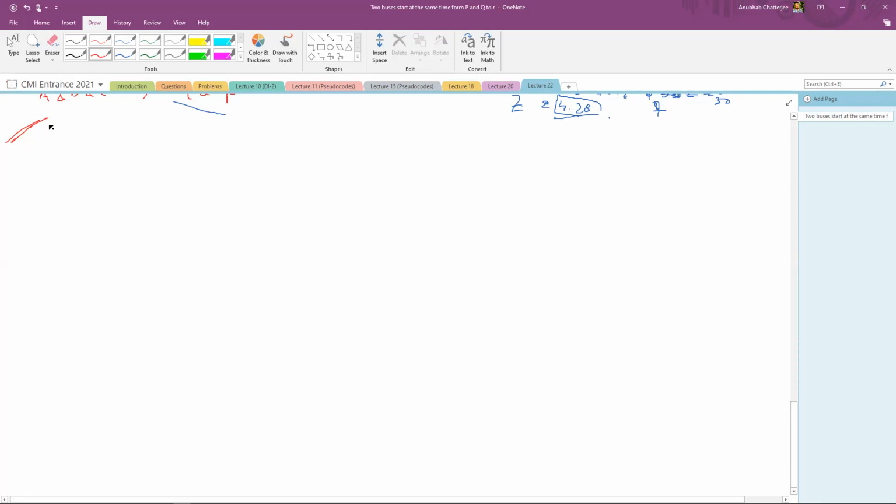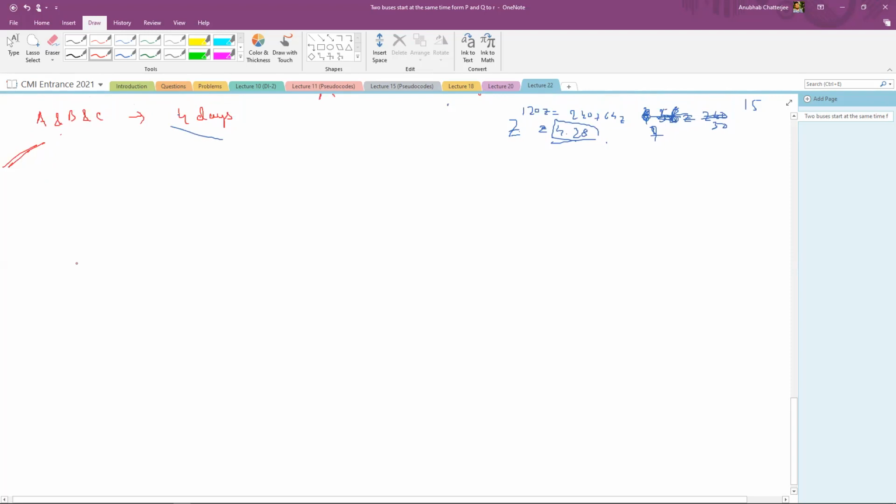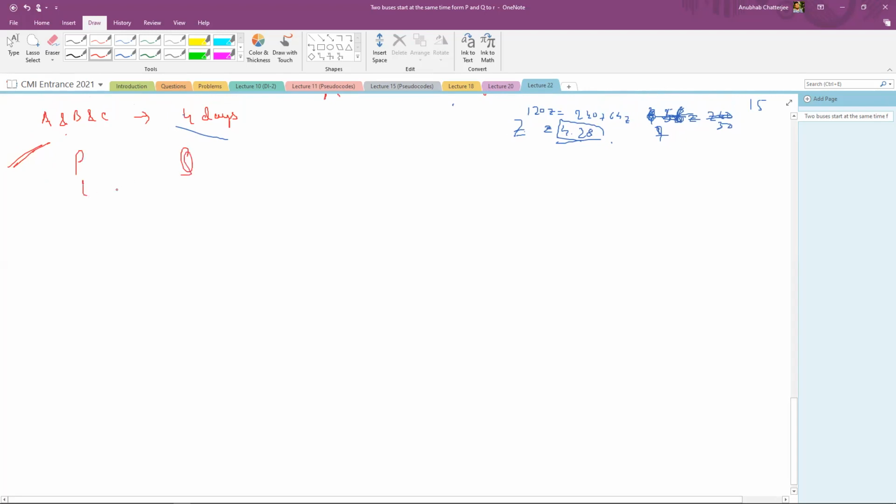So moving on to the next one. Let's say that there are two towns P and Q, and they are at a distance of 275 kilometers. Fine. A starts from P. A starts from here at 8 a.m.